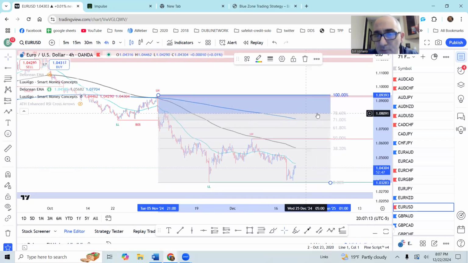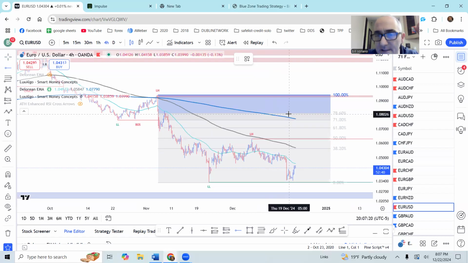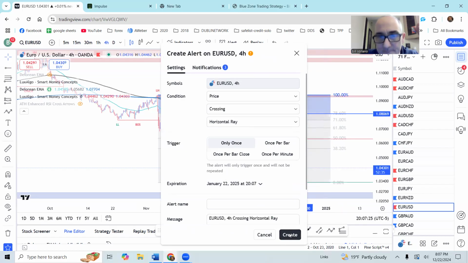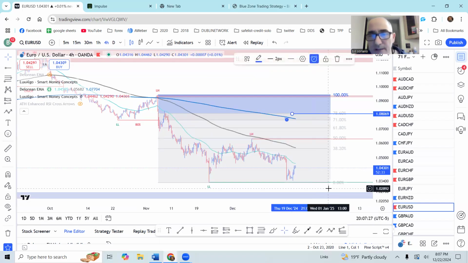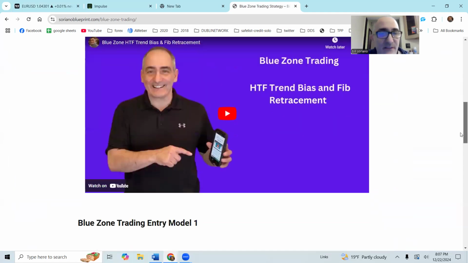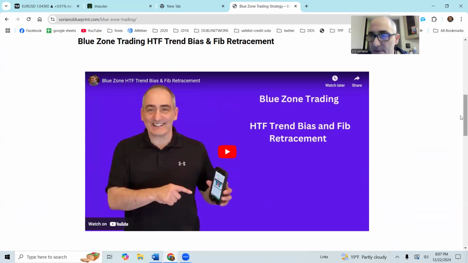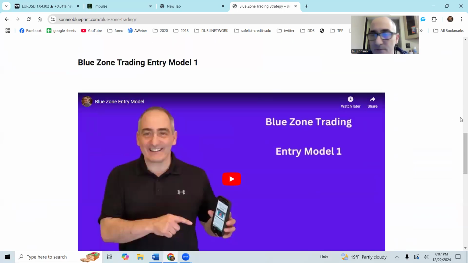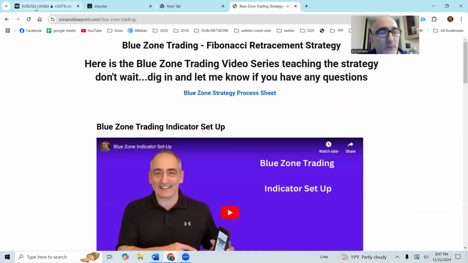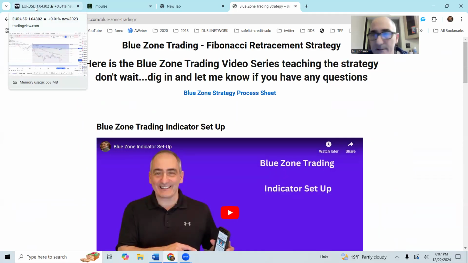That gives us our blue zone here, which is the 78.6 to 100 retracement area. And so that's where we set our alert, right at the beginning of that blue zone, right? And that's how we do that. Now, this video here shows you how to set up the indicators. This video shows you that. Okay. And then this video is the entry model. Once price moves into the blue zone, you drop down to the 1 hour and wait for an opportunity to take a trade, right?